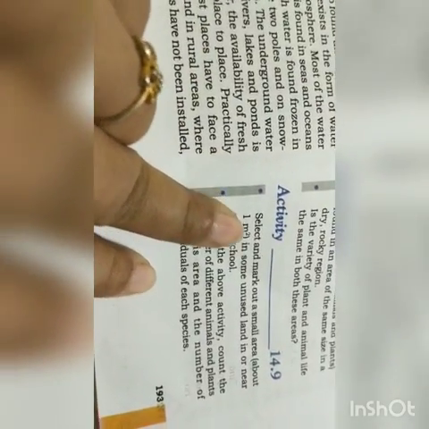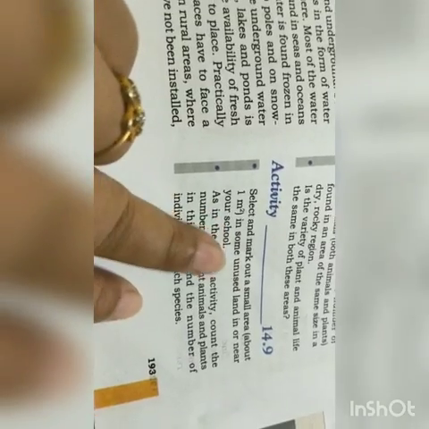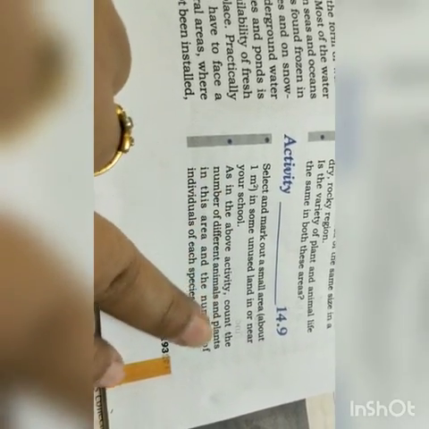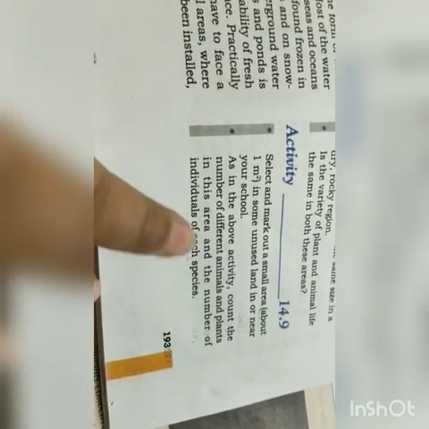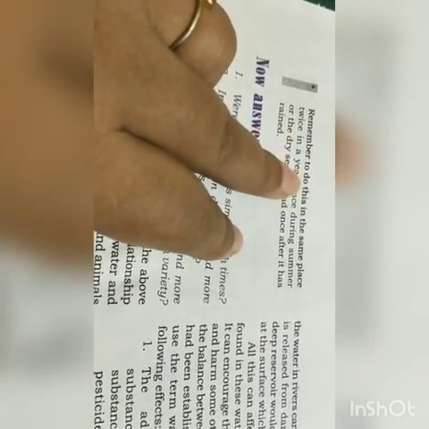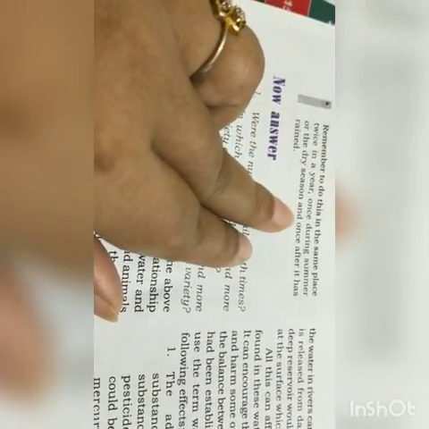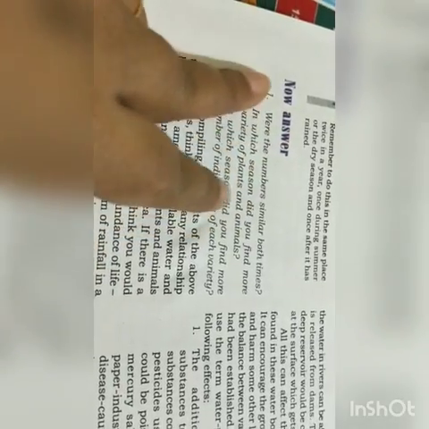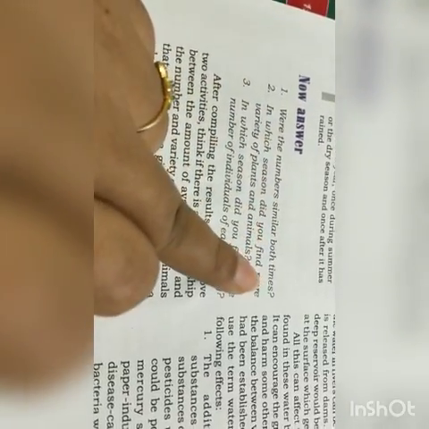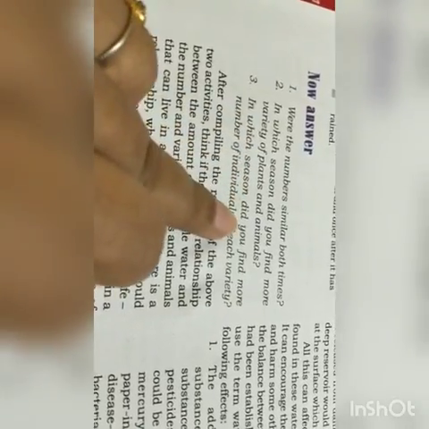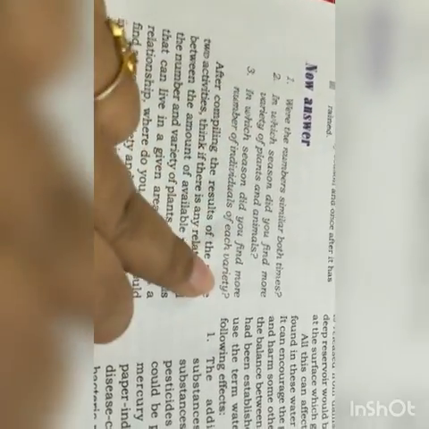Next, second activity. Select and mark out a small area in some unused land in or near your school. As in the above activity, count the number of different animals and plants in this area and the number of individuals of each species. Remember to do this in the same place twice in a year, once during summer or the dry season and once after it has rained. Now answer, were the numbers similar both times? In which season did you find more variety of plants and animals? In which season did you find more numbers of individuals of each variety?